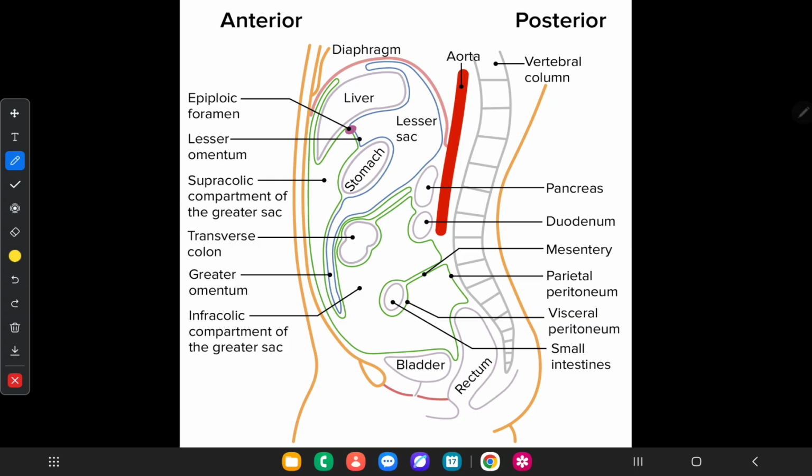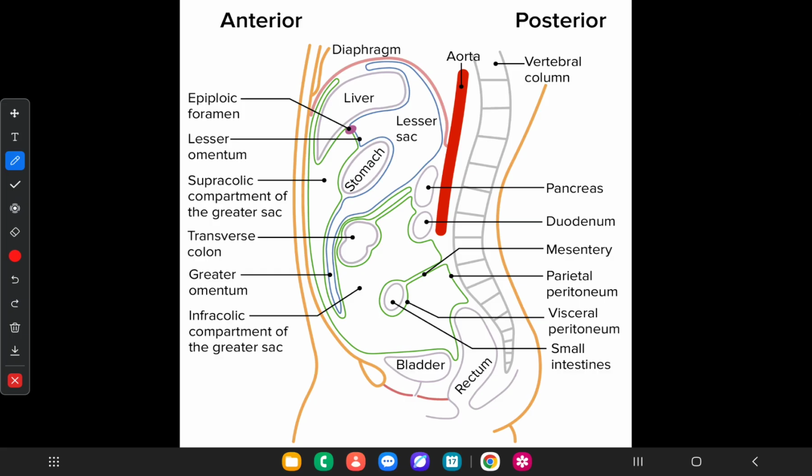Here also you can see the greater sac and lesser sac. Here is the lesser sac. This area is the lesser sac. This area is the lesser sac. And the rest, this is the greater sac. Now you know what is the greater omentum, what is the transverse mesocolon.